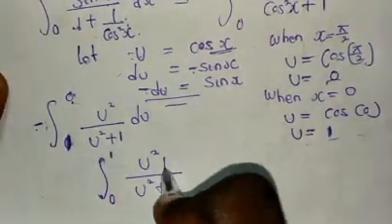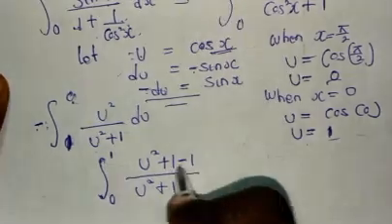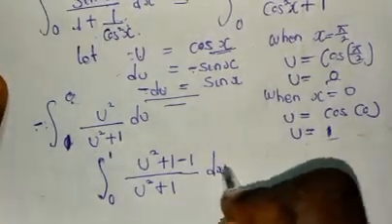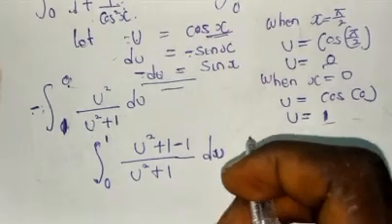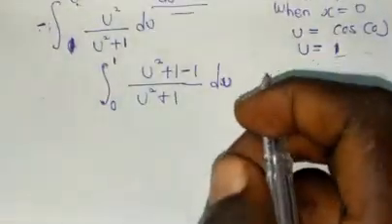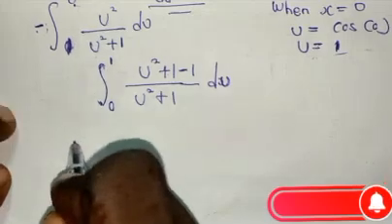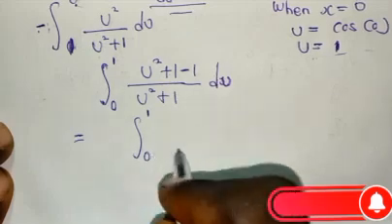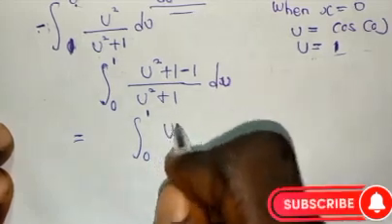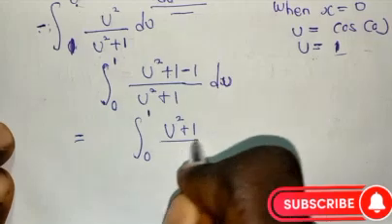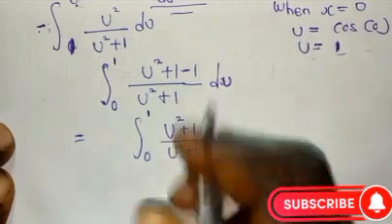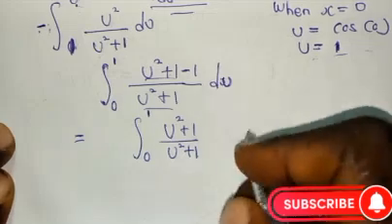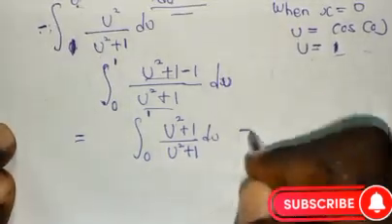Now add 1 and subtract 1. Don't forget both will cancel out each other. So look at the trick we are going to perform now. The next step is to separate this. Now we have the integral with upper limit of 1, lower limit of 0, of u squared plus 1 over u squared plus 1 du. I want to separate the two.